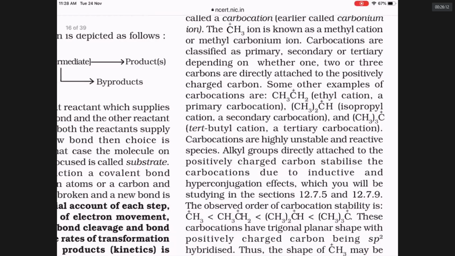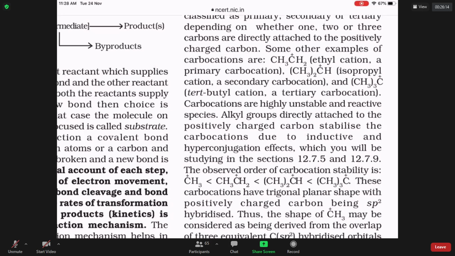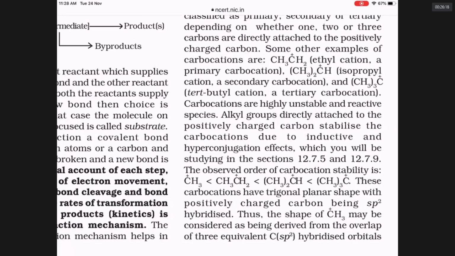Now the carbocations are of three types. A carbocation or carbanion has the feature that it carries a positive or negative charge. When you have a positive charge, you have electron deficiency. When you have a negative charge, you have electron excess.